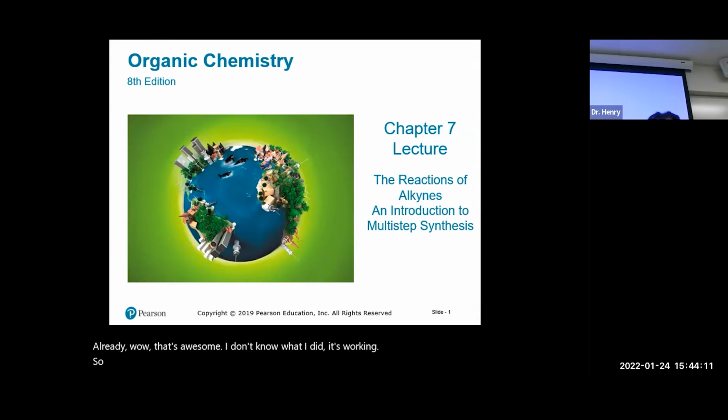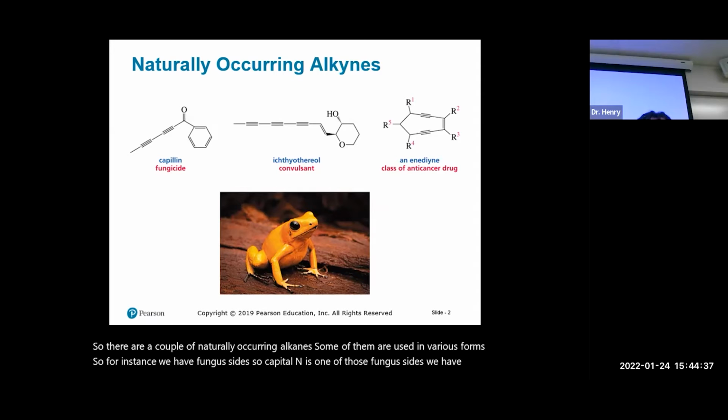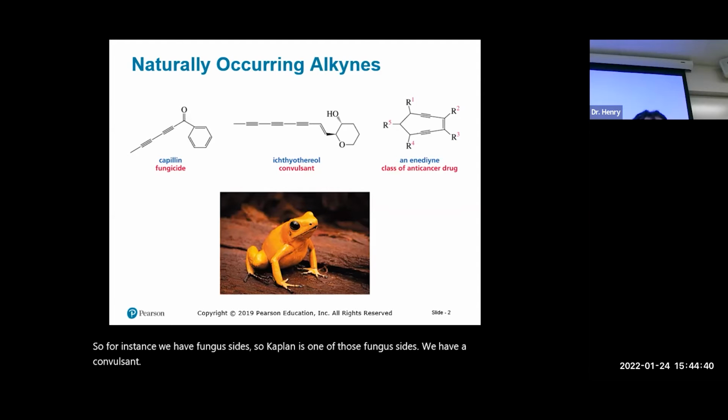Okay, so let's start off with nomenclature. There are a couple of naturally occurring alkanes, and some of them are used in various forms. For instance, we have fungicides, so capelin is one of those fungicides. We have a convulsant, icothiolol, and then we have an anti-cancer drug. Again, these are things that are found in nature, so they've been found in the wild, right?